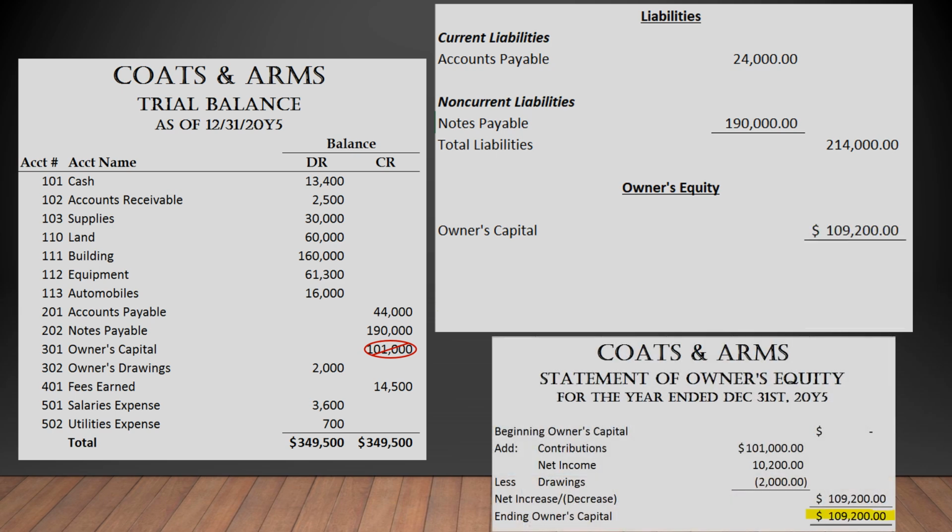We use this amount because it's a quick and easy way to summarize all of our equity accounts. Remember that equity consists of owner's capital, owner's drawing, revenues, and expenses. That $101,000 is just the owner's capital account. The $109,200 balance contains owner's capital, revenues and expenses, which are totaled in the net income amount, and drawings. So all of our equity accounts are summarized in that single amount. Finally, we add our total liabilities to owner's equity.